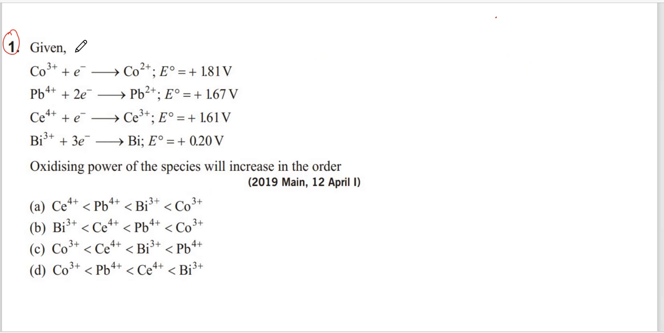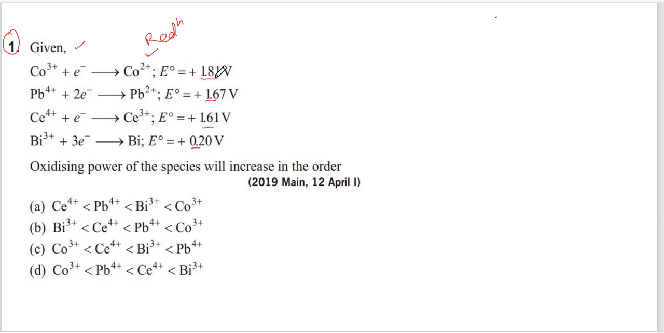Question number 1. Given cobalt 3 plus taking 1 electron and forming cobalt 2 plus, of course it is a reduction reaction. The reduction potential values are 1.81, 1.67, 1.61, 0.2. These values explain the tendency of gaining the electron. It's not electronegativity, but we can understand that the ability of taking the electron.